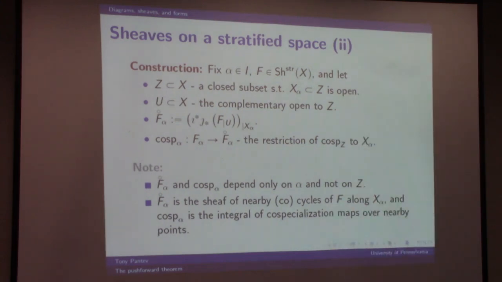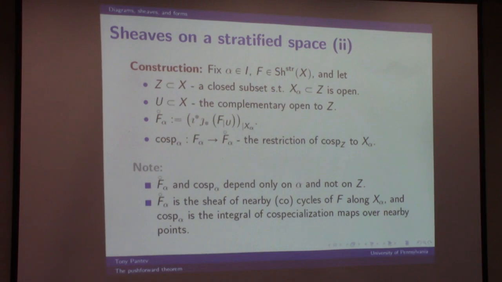Just staring at this definition for a moment tells you that this does not depend on the choice of Z. It only depends on the stratum, so you get this well-defined sheaf of nearby cycles of F for the stratum, and you get the co-specialization map. Except that this co-specialization map is the one that's coming from all the closures, right? So it's like integration of all standard co-specialization maps of points that are in the closure of the stratum.